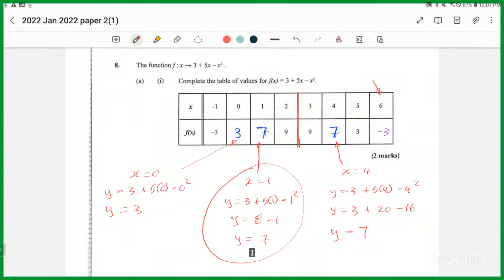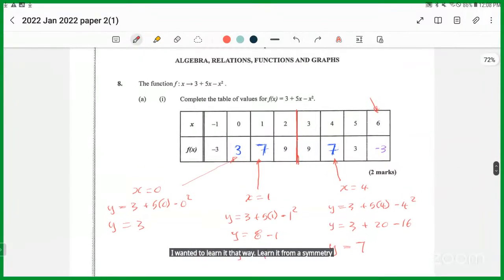I want you to learn it that way. Learn it from the symmetry of the function, the knowledge of the symmetry of the function. You don't have to waste time working out all these 4 values. It's time you're wasting working all of them out. You can get them from the symmetry of the values.